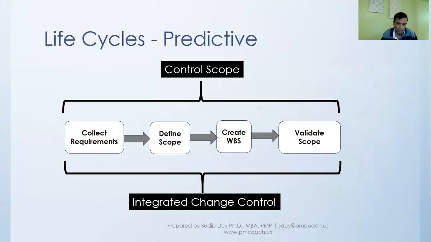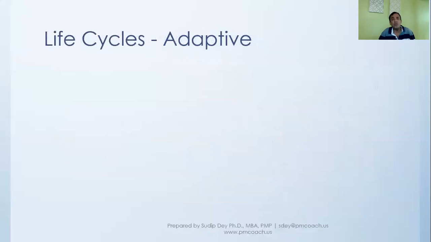As opposed to that, when we are doing adaptive, as we have said, there is a definite mind shift or mindset shift. Because in the predictive, we generally don't encourage changes unless we have to. Whereas in adaptive, we encourage changes. And our whole process is designed around accepting changes.